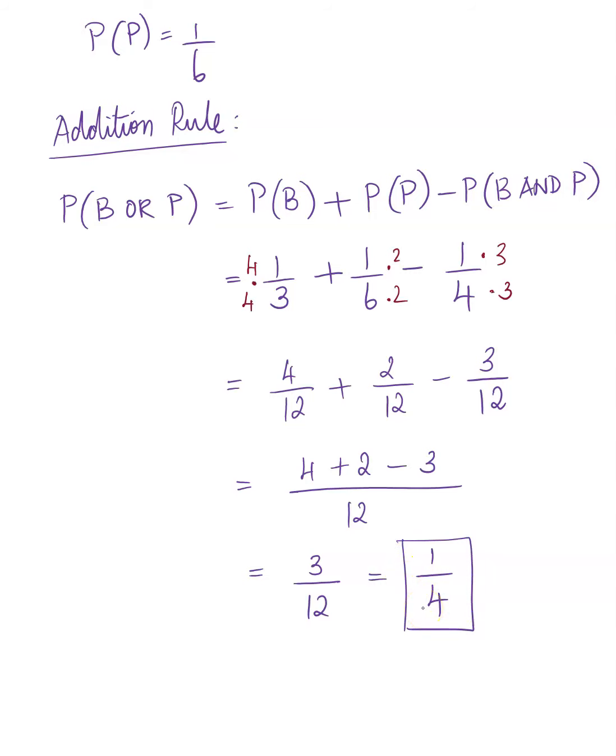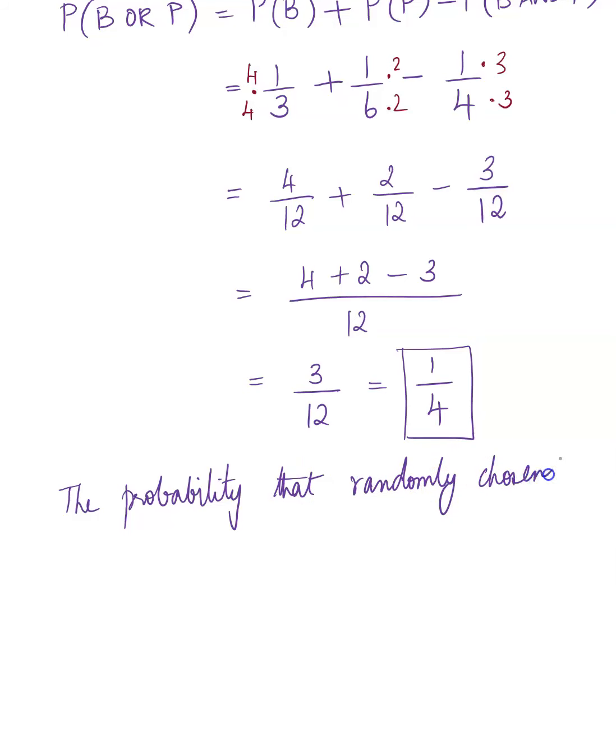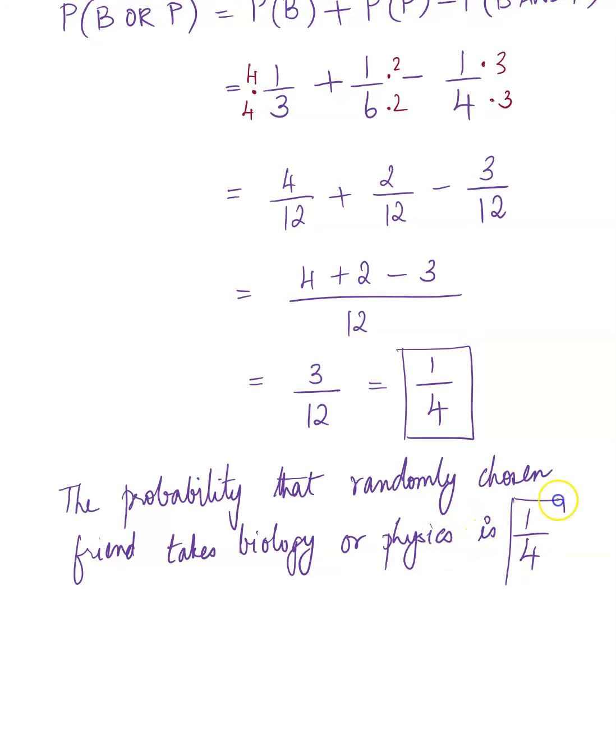The probability that a randomly chosen friend takes biology or physics is this. So let me write the interpretation. The probability that a randomly chosen friend takes biology or physics is 1 over 4.